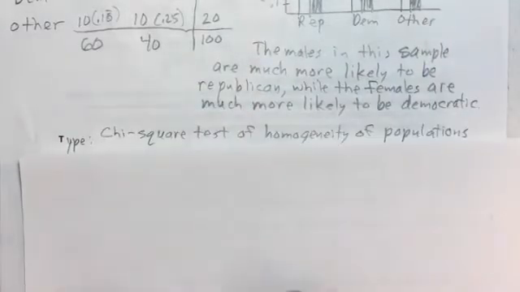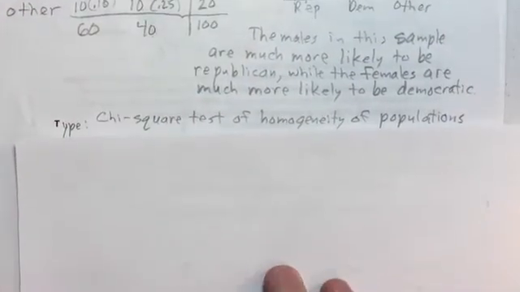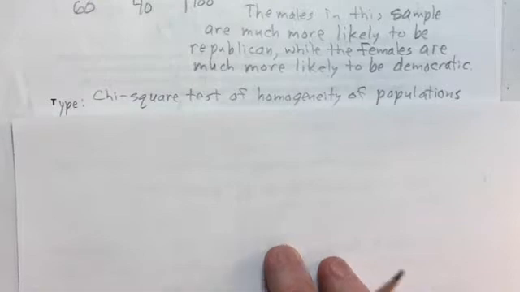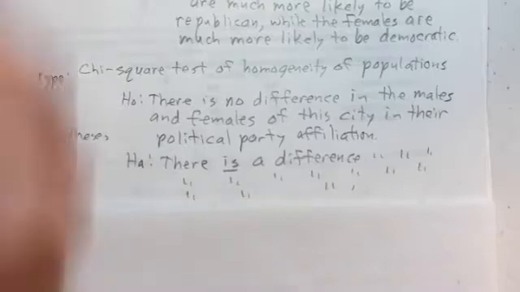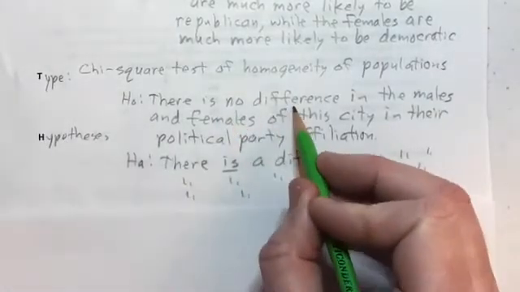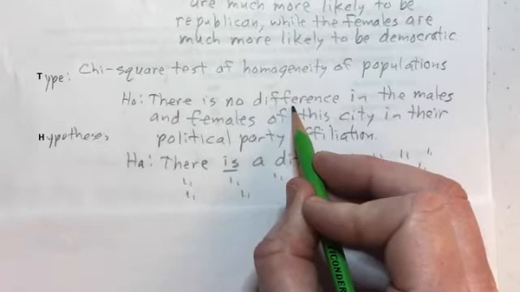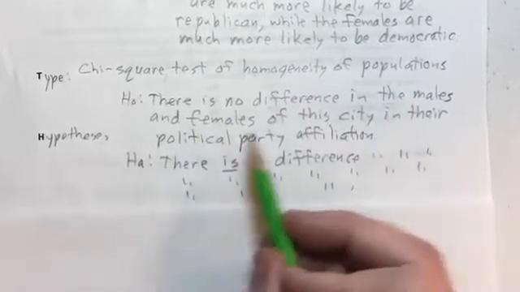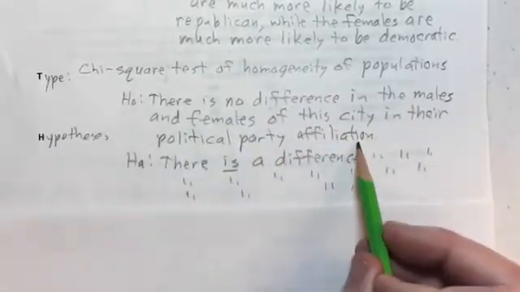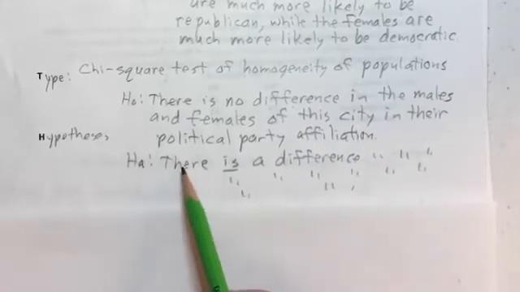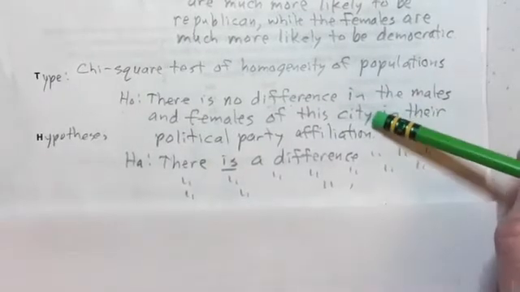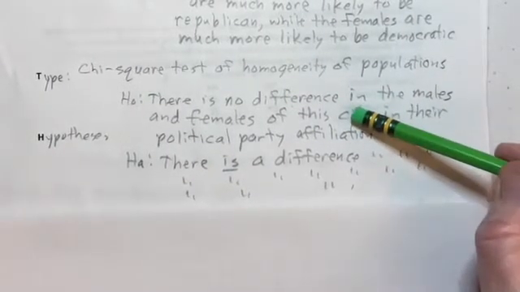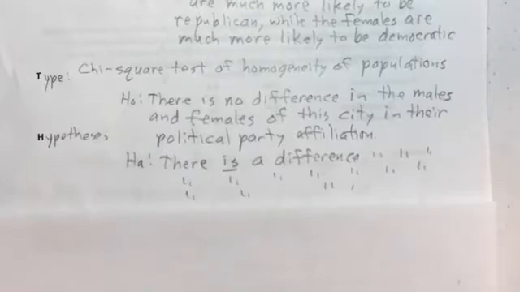All right, so here's how you do a chi-square test of homogeneity. The first thing is you say, I'm going to do a chi-square test of homogeneity. All right, then your hypotheses. Your null hypothesis is always going to be that there's no difference in the two populations. There is no difference in the males and females in this city in their political party affiliation. So that's always going to be the null for a test of homogeneity. There is no difference in the two populations in regards to the categorical variable. The alternative is that there is a difference, okay?